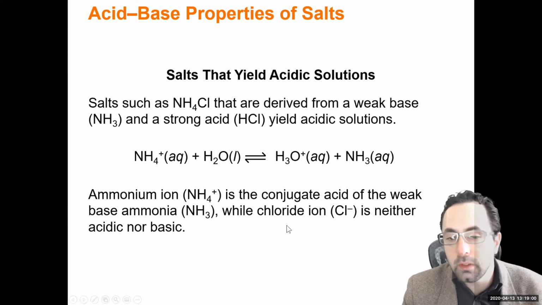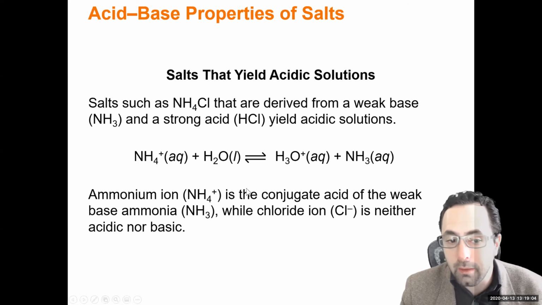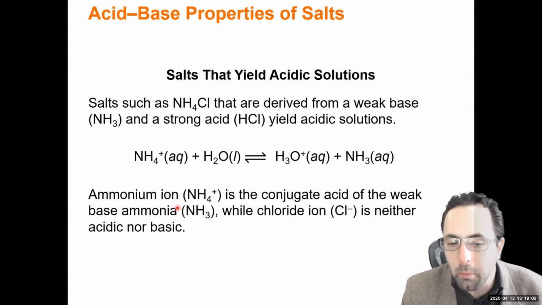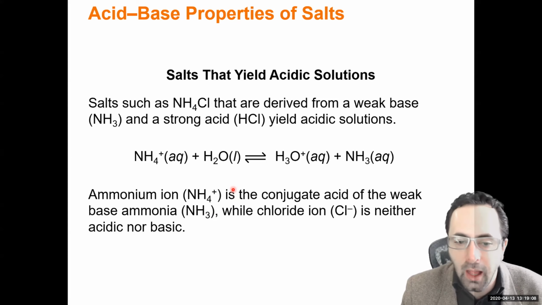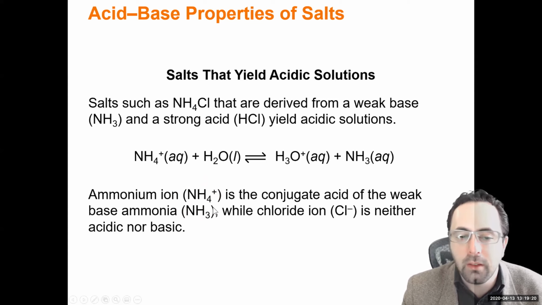Now, salts that contain the conjugate acid of a weak base, such as the weak base ammonia, whose conjugate acid is ammonium ion. That's what you get when you add an H plus to it. The weaker the base, the stronger the conjugate acid. And so conjugate acids of a weak base will behave as decent acids. As you can see here, ammonium ion can give its proton to water, making hydronium and hydroxide.